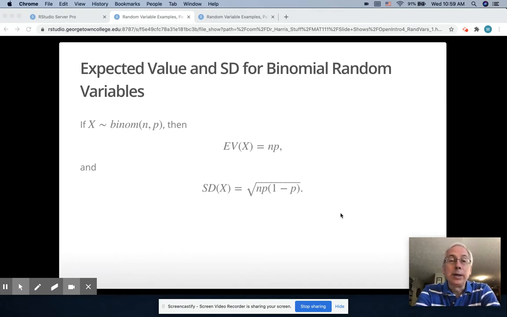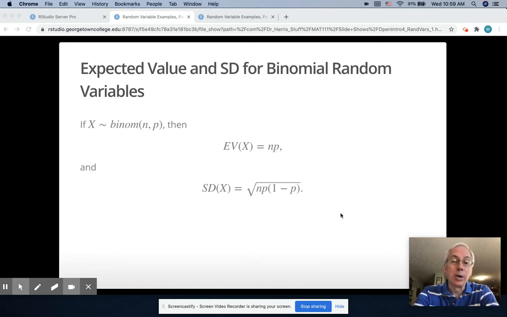it turns out that the formula for expected value that we saw in the previous chapter reduces down to an extremely nice short formula. The expected value of a binomial random variable is simply the product of the number of trials and the probability of success in a single trial. So the expected value is n times p.